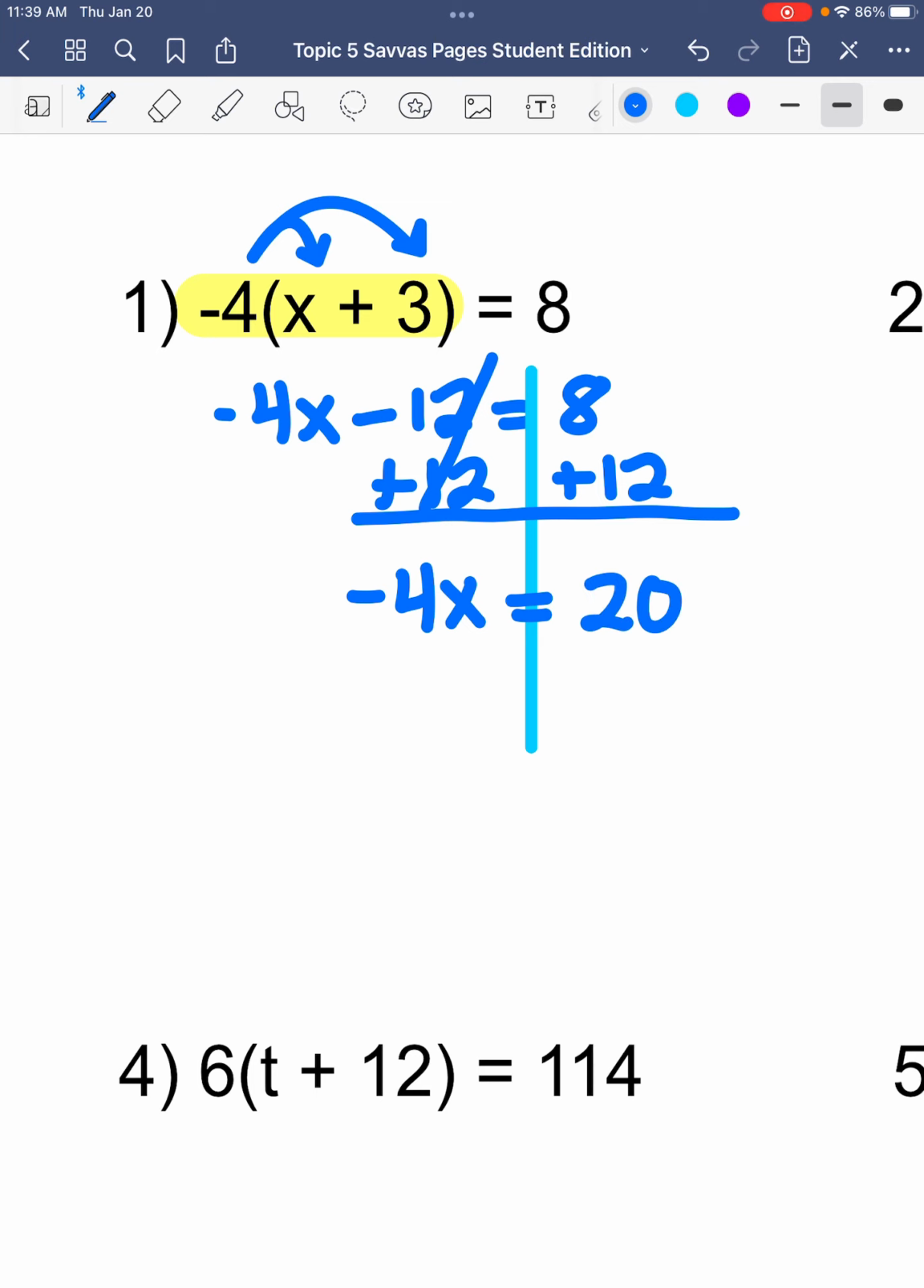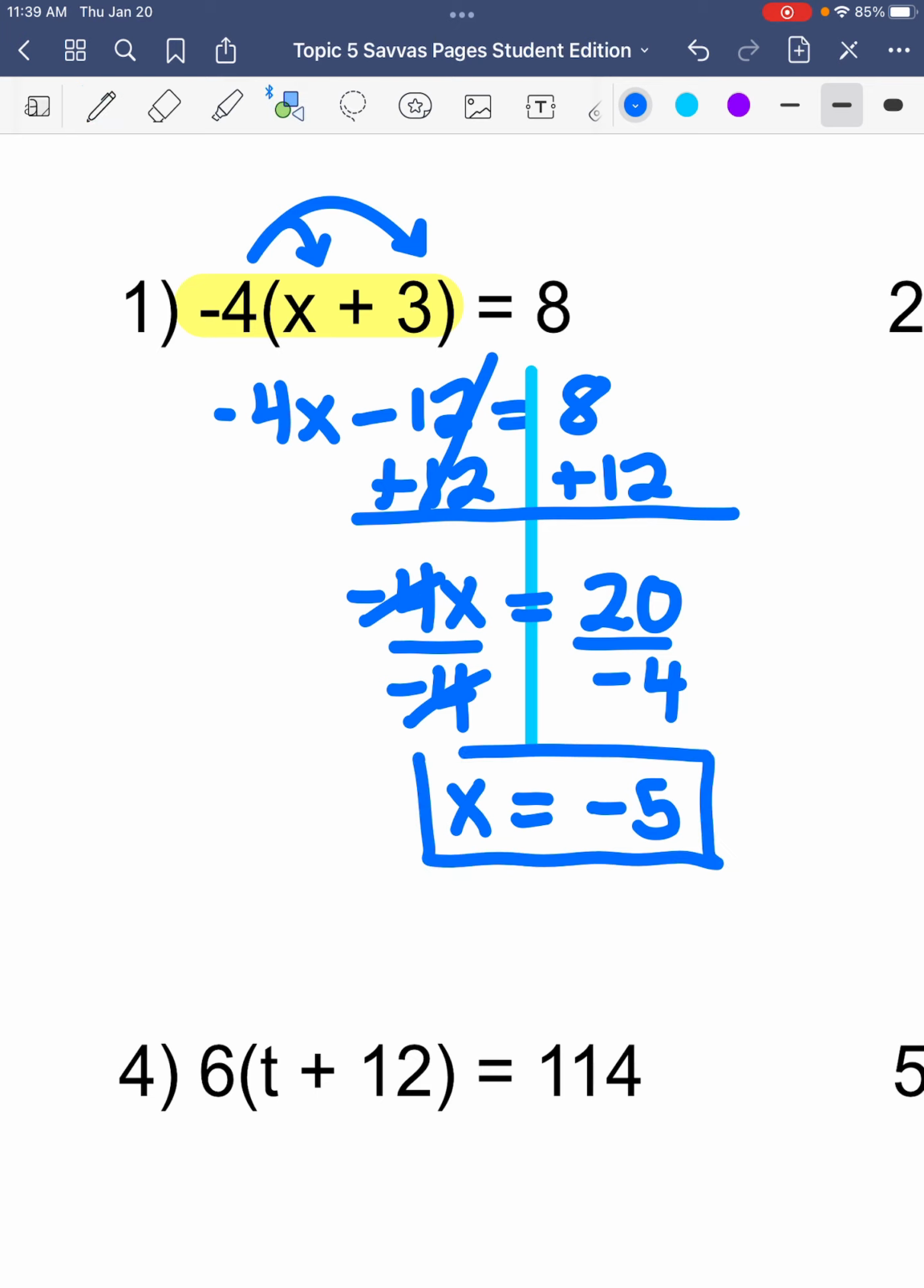Now, x is connected to -4 through multiplication, so I undo that by dividing by -4 on both sides. On the side with the x, -4 cancels out. X is by itself, and 20 divided by -4 is -5. So x equals -5 is my solution.